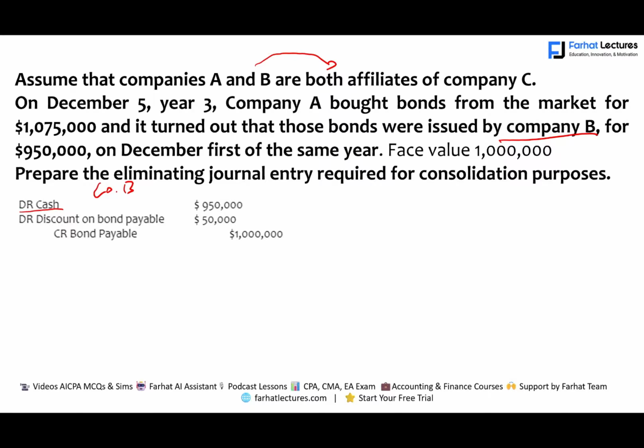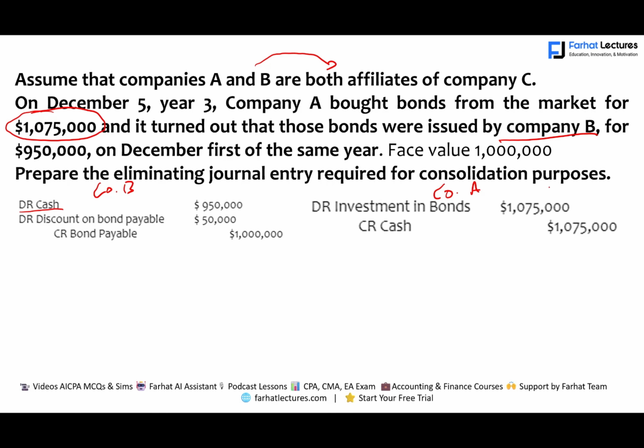Now here comes company A. And remember, those two companies are affiliates. Company A went to the market and purchased that bond for $1,075,000. How would company A record this entry? As far as company A, they would record this as an investment. They will debit investment in bond $1,075,000, and they will credit cash $1,075,000.